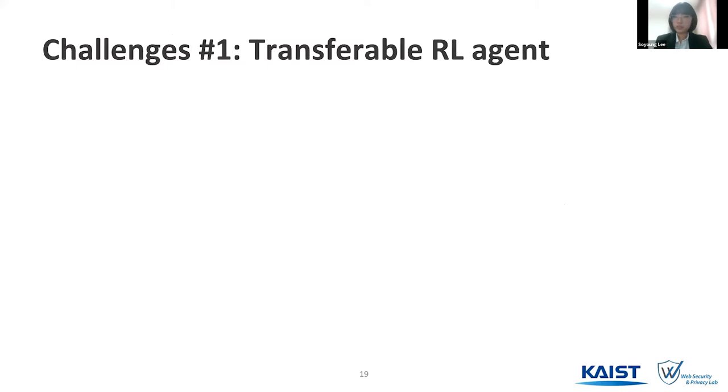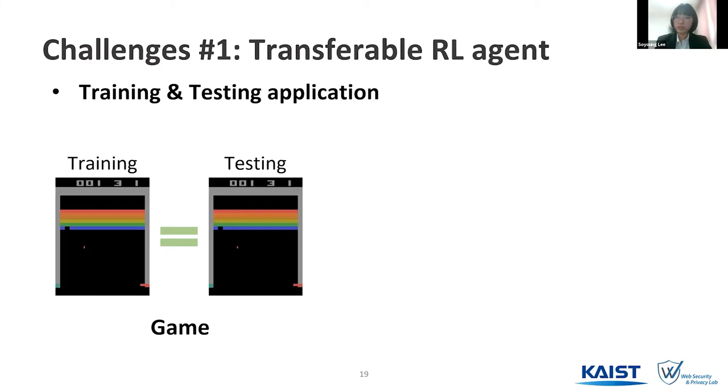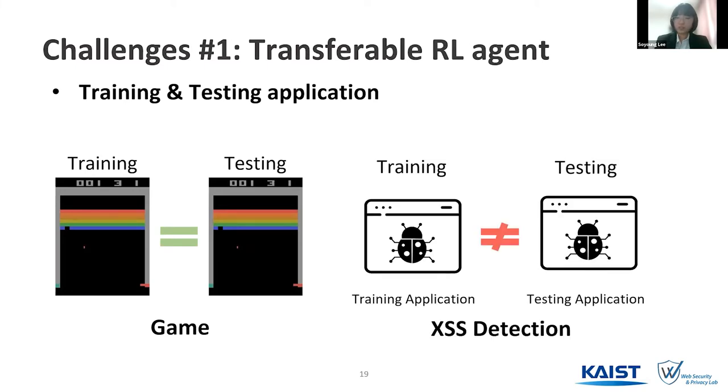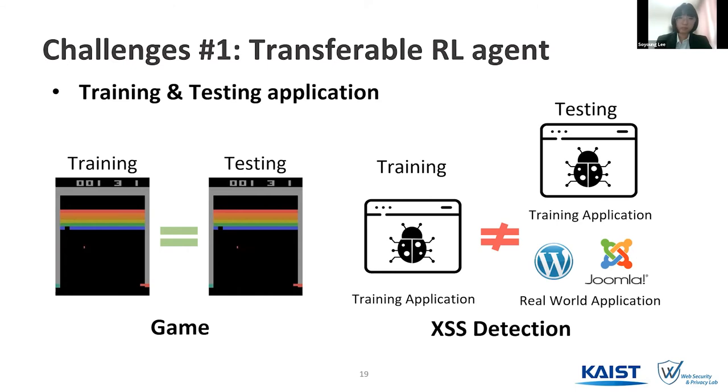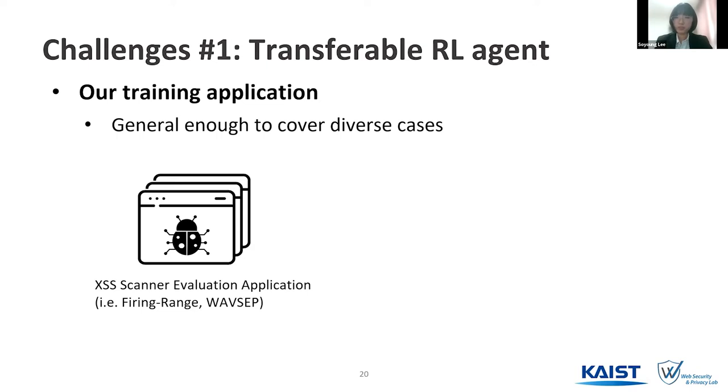First, the reinforcement learning agent must be transferable. Most reinforcement learning-based approaches use the same training and testing environment. For example, if we train an agent to play a game, the test will be performed in the same game. However, vulnerability detection should be applied not only to the applications under training, but also to other applications. To handle this challenge, we have compiled training applications with various types of reflective cross-site scripting. In particular, we collected applications used to evaluate web scanners, since the vulnerabilities in these applications cover common types of cross-site scripting bugs. And we believe that the trained agent will be generally applicable to cross-site scripting detection.